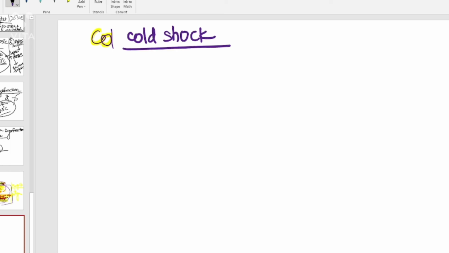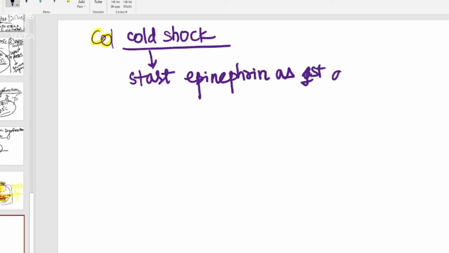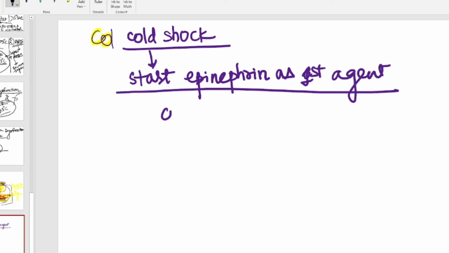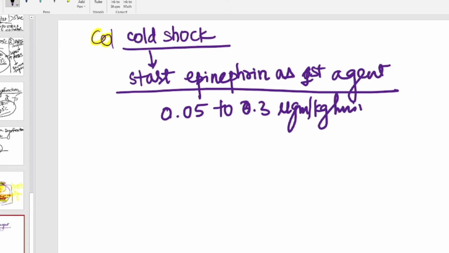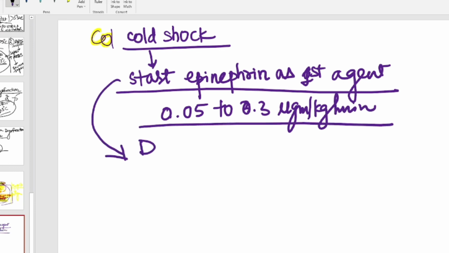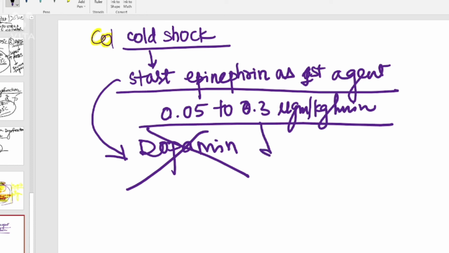If the patient is having cold shock, you need to start epinephrine as the first inotropic agent, in a dose of 0.05 to 0.3 microgram per kg per minute. Not like the previous guideline, where they used to start dopamine as the first agent. No, this is not like that. You should start adrenaline as the first agent, in a dose of 0.05 to 0.3 microgram per kg per minute, for cold shock. If epinephrine or adrenaline is not available, then you should start dopamine, in a dose of 5 to 9 microgram per kg per minute.